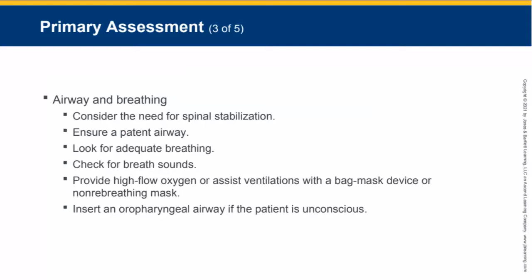Airway and breathing. Consider the need for spinal stabilization. Ensure a patent airway. Look for adequate breathing. Check for breath sounds. Provide high flow oxygen or assist ventilations with a bag mask device or non-rebreathing mask. Insert an oropharyngeal airway if the patient is unconscious, gag reflex is absent, and there is a ventilation problem.